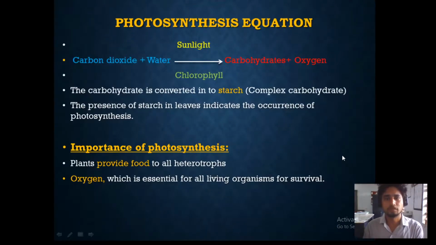So let us see how this equation can be written. We have told that plants are using carbon dioxide and water. Carbon dioxide is coming from the environment and it is taken up by the stomata, and water, which is present in the soil, is taken up by the roots. These are the two raw materials, and using the sunlight, they are producing carbohydrates and oxygen.